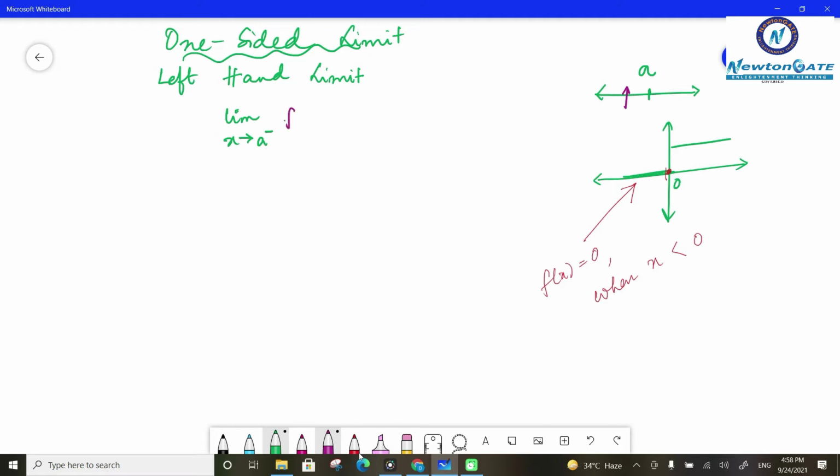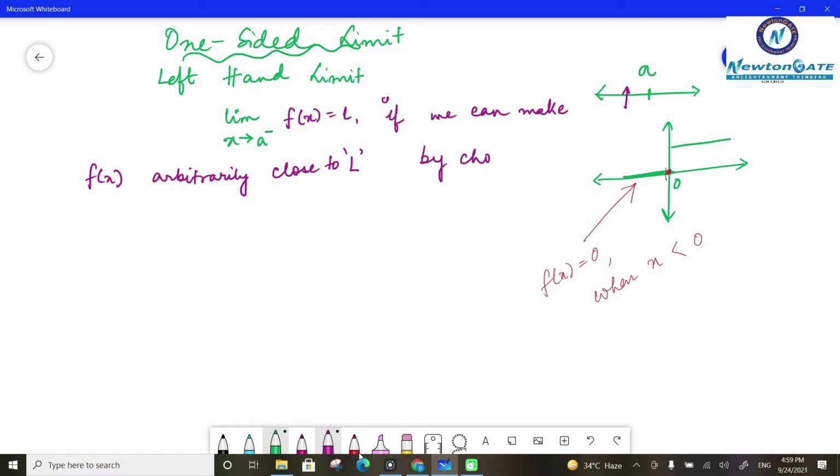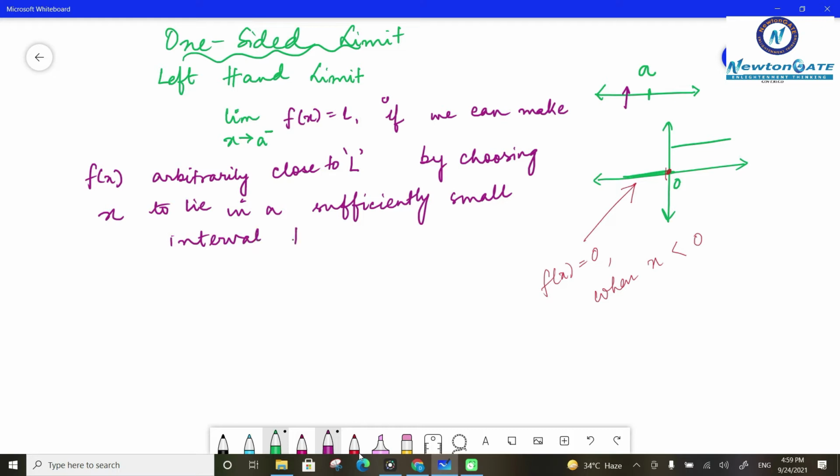So limit x tends to a minus f(x) equals L if we can make f(x) arbitrarily close to the limit L by choosing x to lie in a sufficiently small open interval to the left of A. That is (A minus delta, A) for some delta greater than 0.